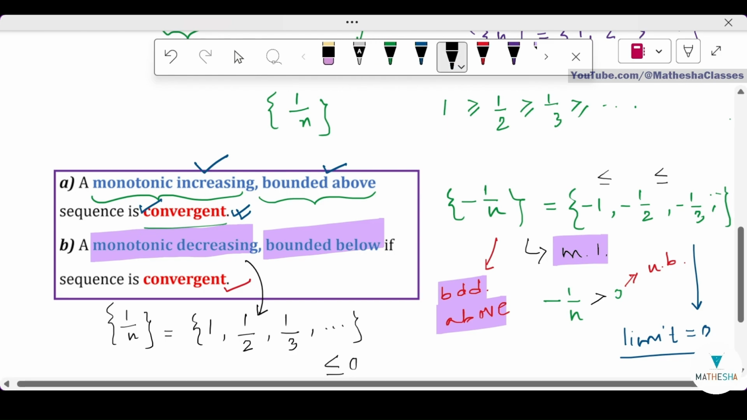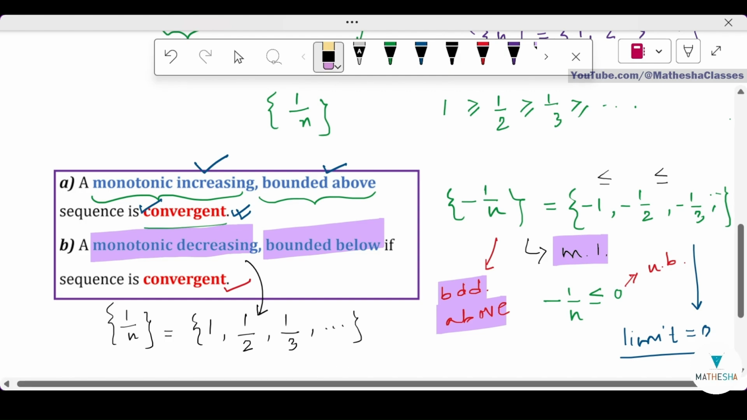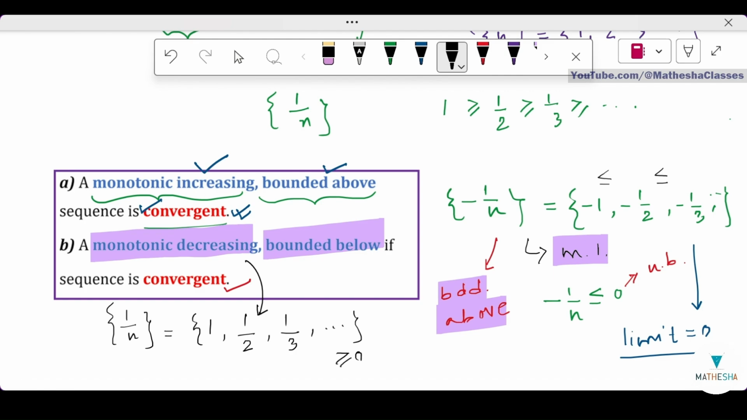Okay, here it will be greater than or equal to 0. Sorry, I'm sorry. Bounded below. This is greater than or equal to 0. So definitely this is a bounded below sequence as well. 0 is a lower bound.